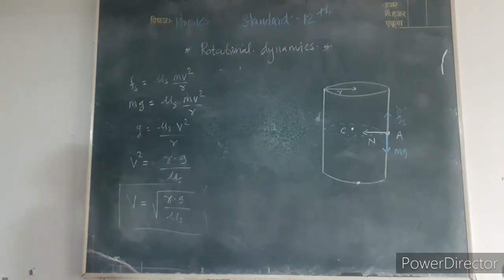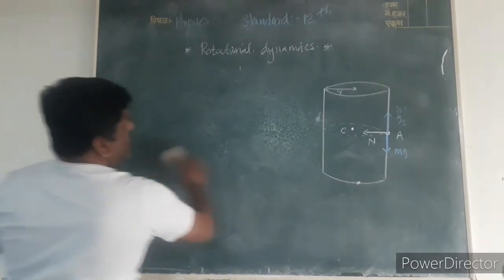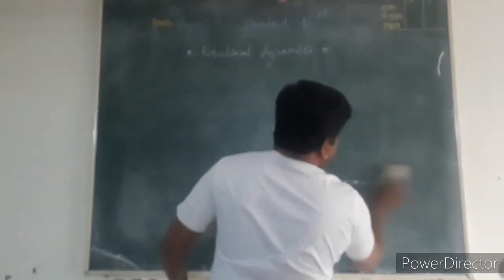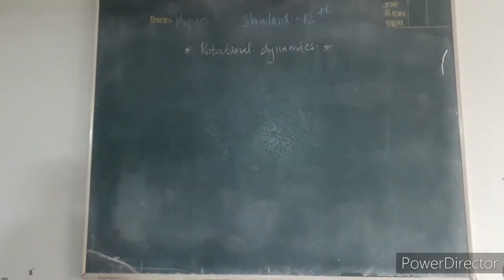Now we discuss another application of uniform circular motion, that is application number 3.